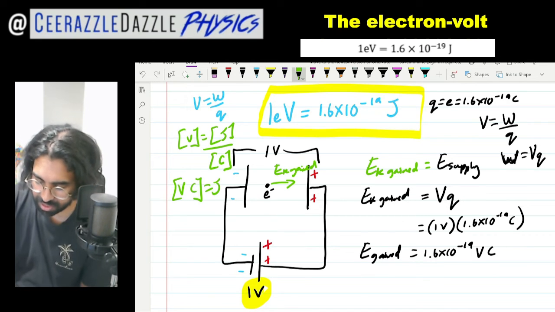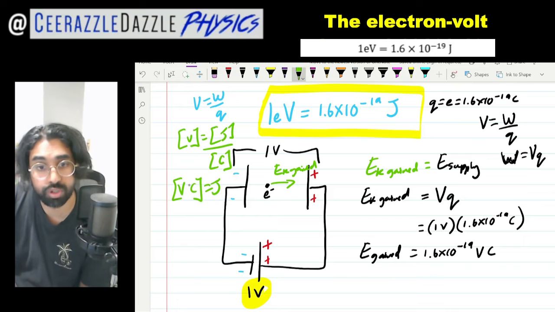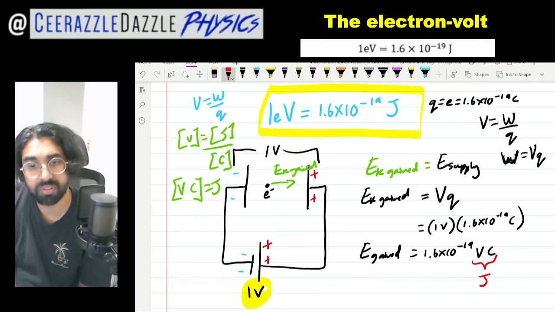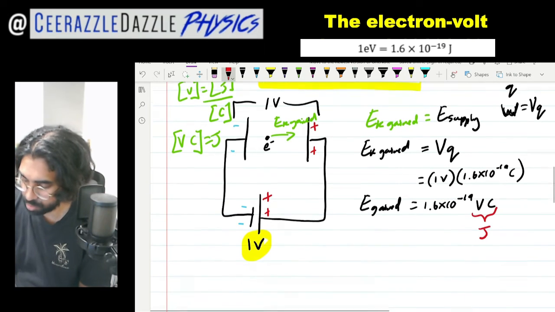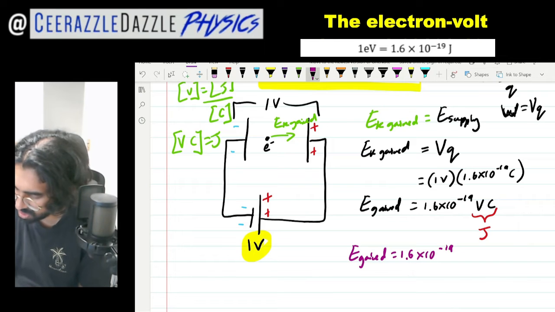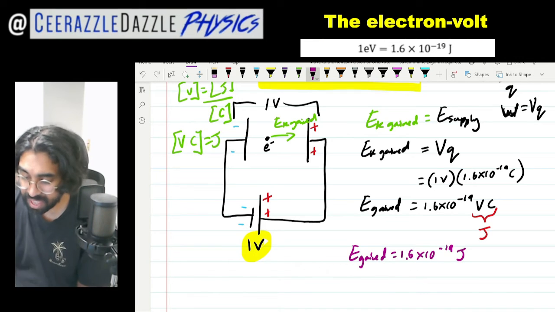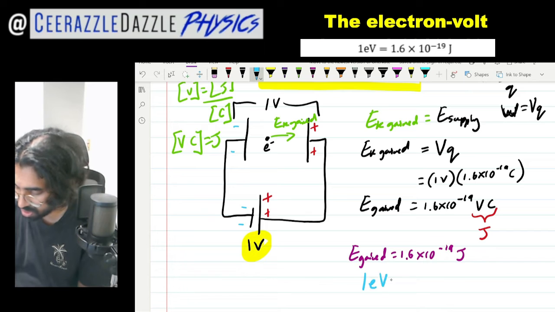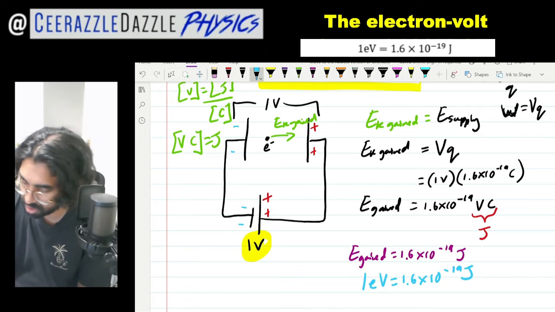It's getting a bit messy on this side. So the volt coulomb is equal to a joule. Don't forget, this volt coulomb is a joule. There we go, that's a joule. So finally, we can finish off by saying that the energy that the electron gained will be equal to 1.6 times 10 to the minus 19 joules. And there we go, that is the definition of 1 electron volt. So 1 electron volt is equal to 1.6 times 10 to the minus 19 joules.